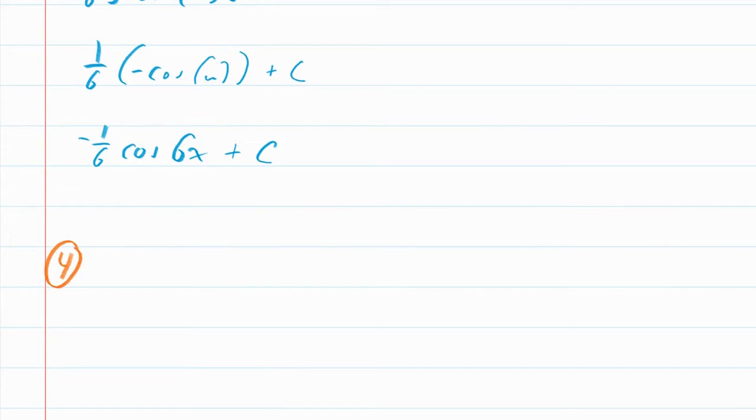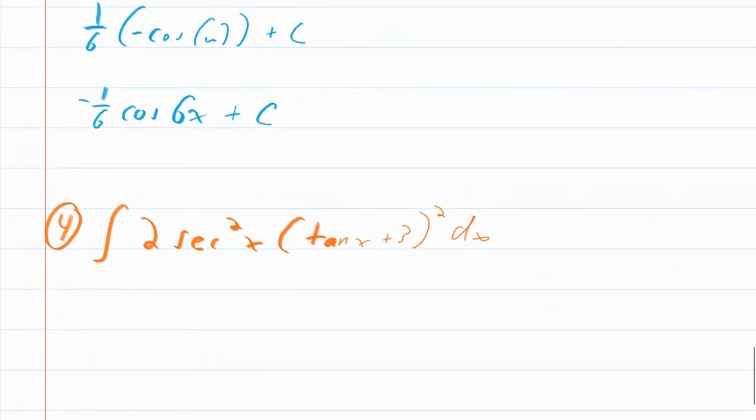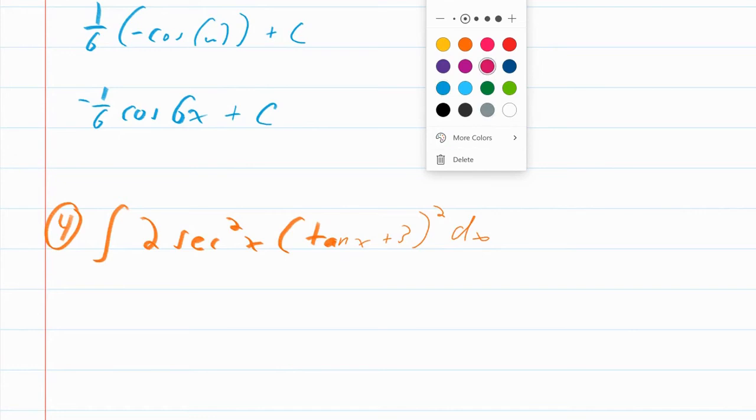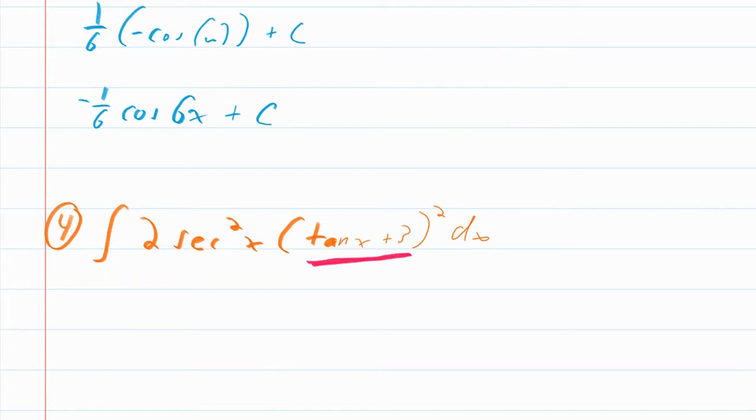Okay, number 4, integral of 2 secant squared x times tangent of x plus 3 squared dx. Looks so much more complicated than it actually is. Because if you let u equal this thing, and you take that 2 and move it out in front, we can just do a couple of things here at the same time. U is equal to the tangent of x plus 3.